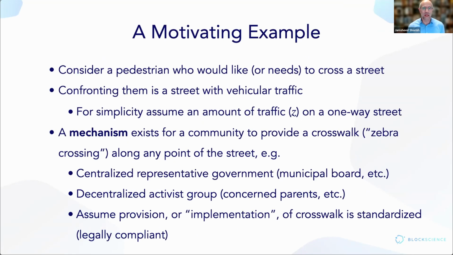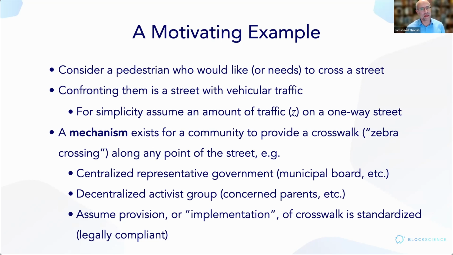So the motivating example here is about crossing the street. What could be more simple than that, hopefully? We have a pedestrian who wants to cross a street. There's traffic on that street. For simplicity, we just assume that there's an amount of traffic, which we would call Z, crossing on a one-way street. So it's just zooming by.